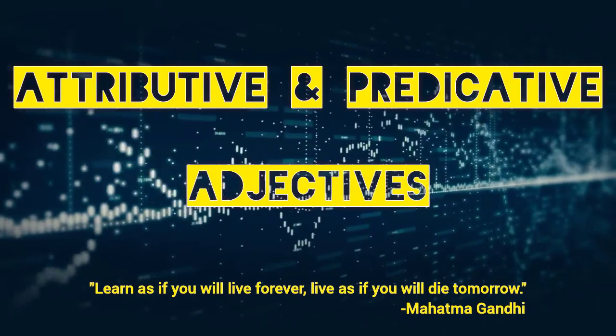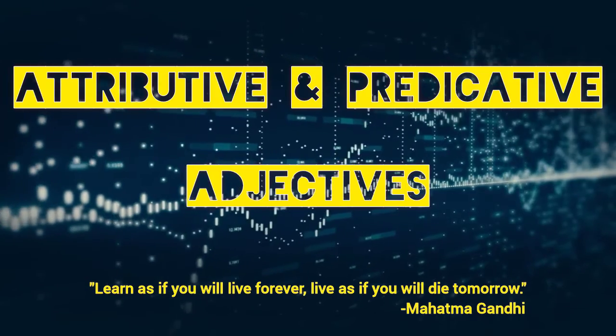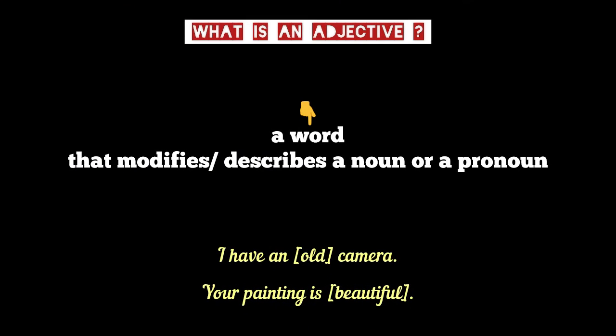Today's topic is attributive and predicative adjectives. Well, as you know, an adjective is a word that modifies or describes a noun or a pronoun. For example, in the sentence, I have an old camera, the word old is describing the noun camera. Hence, old is an adjective. And then in the sentence, your painting is beautiful, the word beautiful is modifying or describing the subject noun painting. So beautiful is also an adjective.